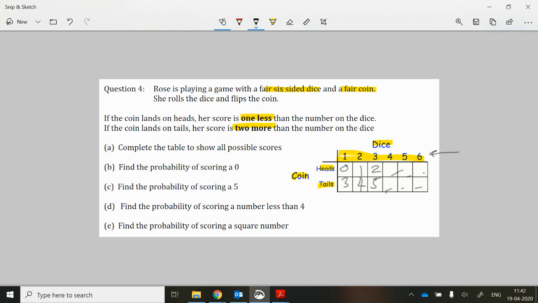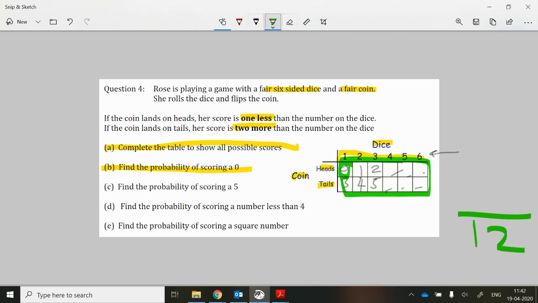Okay, complete the table to show possible scores. You can do that. Find the probability of getting a 0. Well, 0 does exist there. I can see there's 1 there. I can see that we have 12 spaces. This is going to be out of 12. Right. Find the probability of scoring a 5. It's a very similar thing to do again. Just how many 5s out of 12.